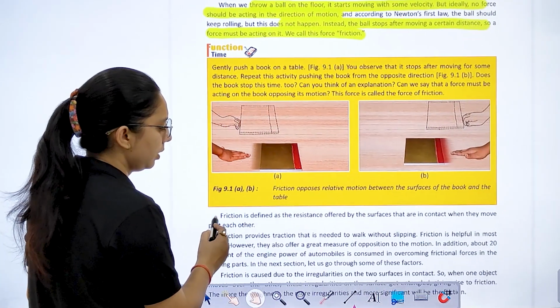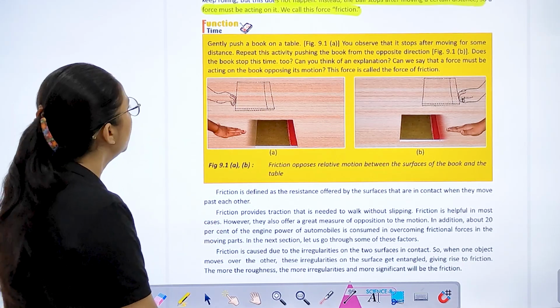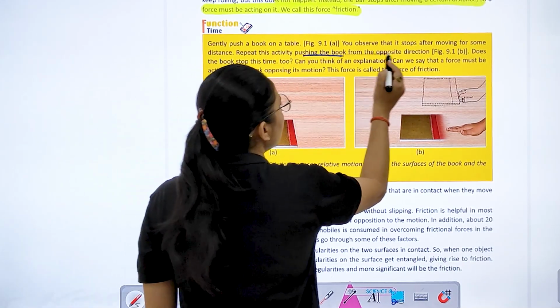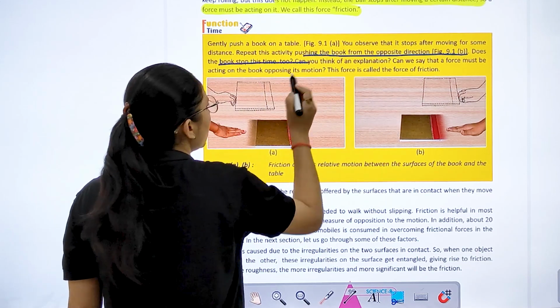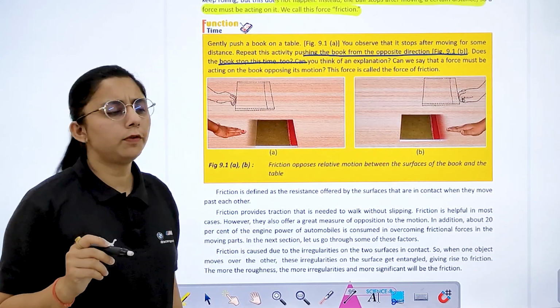Now gently push a book. Gently push the book and observe that it's moving, and repeat the activity pushing the book from the opposite direction. You will feel that the book has stopped, right? This force is called force of friction.